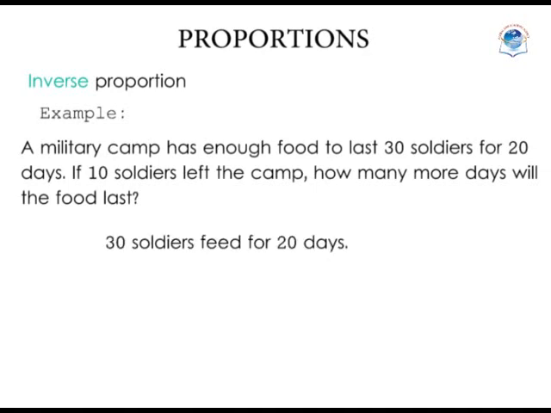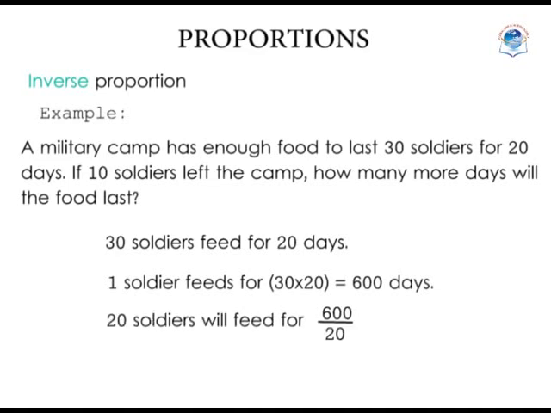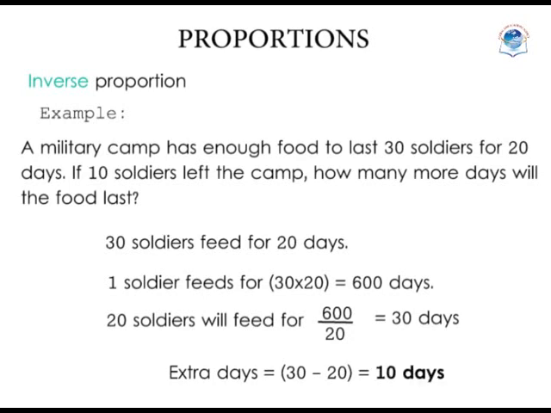30 soldiers will feed for 20 days, and so 1 soldier will feed for 30 times 20, and that is 600 days. So if 1 soldier feeds for 600 days, then 20 soldiers will feed for 600 over 20, and that is 30 days. So the additional number of days is 30 minus 20, which is 10, and so the food will last for 10 more days.